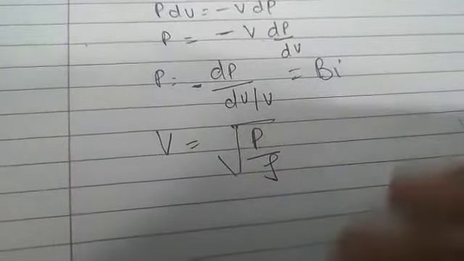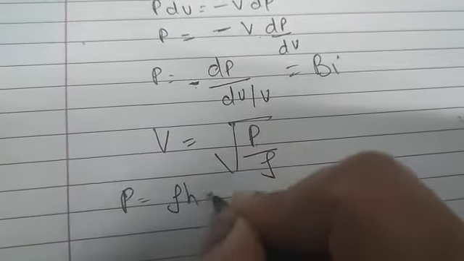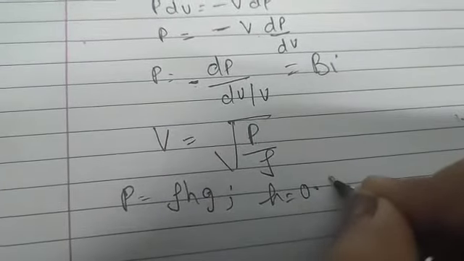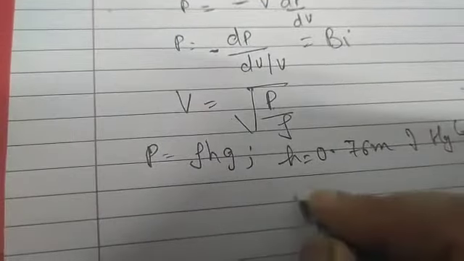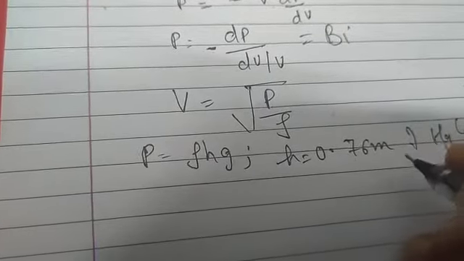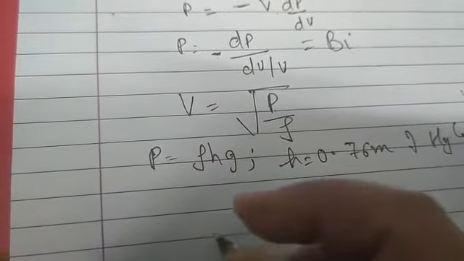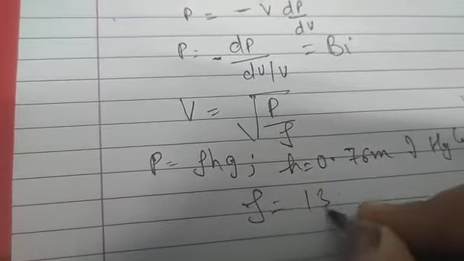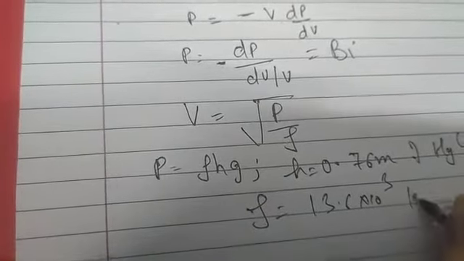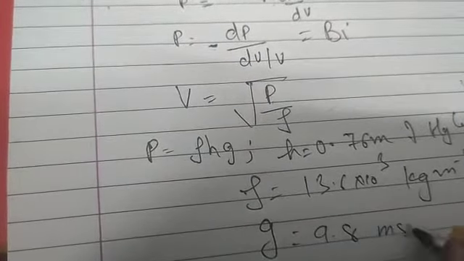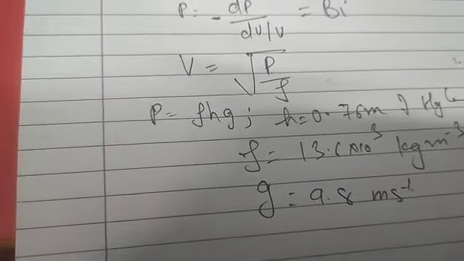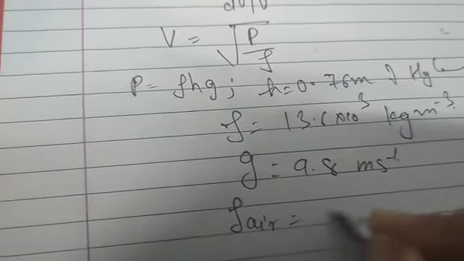Basically, when we put the values, we know that pressure is equal to rho Hg. H is equal to 0.76 m of Hg column, the atmospheric pressure. The density of mercury is given by 13.6 into 10 raised to power 3 kg per meter cube, acceleration due to gravity is 9.8 meter per second square, and the density of air is 1.293 kg per meter cube.